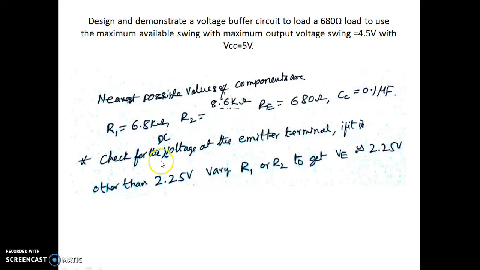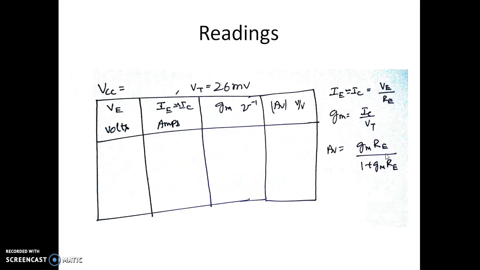Once we make these connections using these resistors, we have to check the DC value at the emitter terminal. If it is other than 2.25, we are expecting a current of 3.3 milliamperes with these values of resistors connected. And if we are getting 2.25 or very close to that, then the circuit is fine. Otherwise, we have to change the value of R1 or R2 so that the voltage across the resistor RE happens to be 2.25. So we should vary R1, R2 such that VE becomes 2.25.